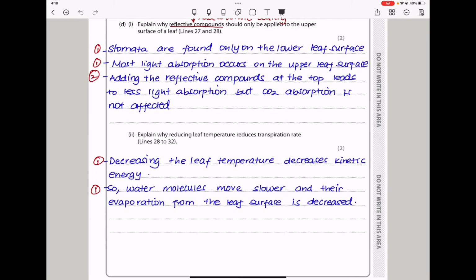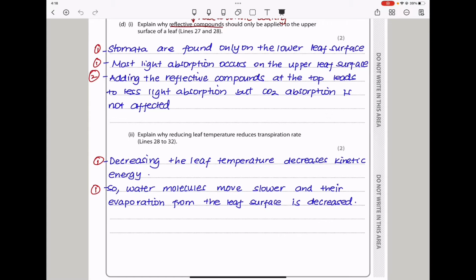Next they say, explain why reducing the leaf temperature reduces transpiration rate. This is about kinetic energy. The lower the temperature, the lower the kinetic energy. The slower the water molecules, the lower the transpiration rate. So I said, decreasing the leaf temperature decreases kinetic energy, so water molecules move slower and their evaporation from the leaf surface is going to be decreased.